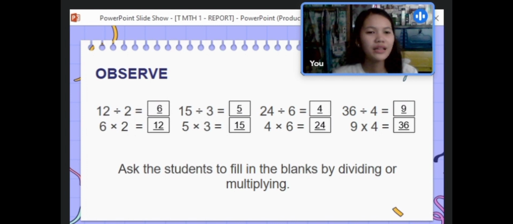And after they all answered the pair of multiplication and division number sentences, give the students time to observe the examples that were given. Fast learners may become too excited to share their hypothesis, but we as a teacher do not allow them to spill it dayon kay ang atong goal as a teacher kay makuha ang aha moment sa atong mga estudyante.